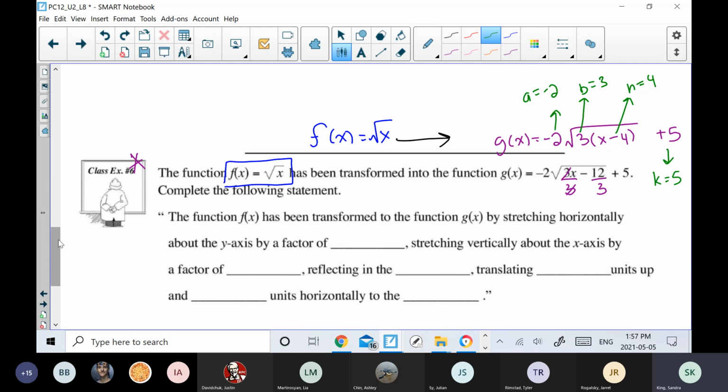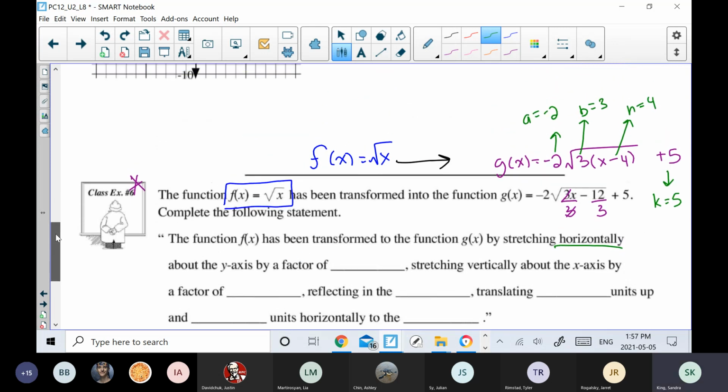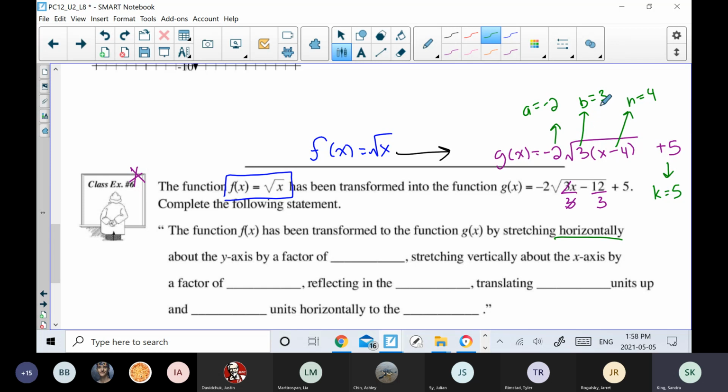So let's write everything down and see if we get the answer. The function f of x has been transformed to the function g of x by stretching it horizontally. As soon as they talk about horizontally, they're talking about the b parameter, by a factor of. So I just look up here. Horizontal is always my b. If b is 3, the stretch factor is 1/3. Here they're saying a factor of 1/3 would be your answer.